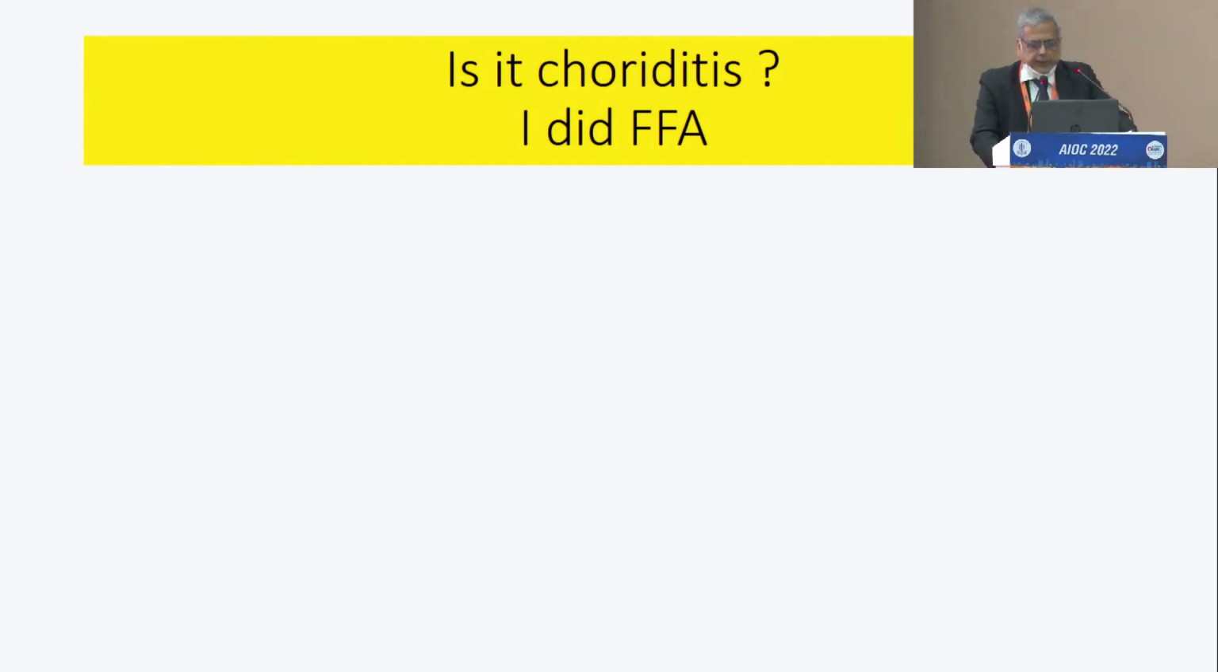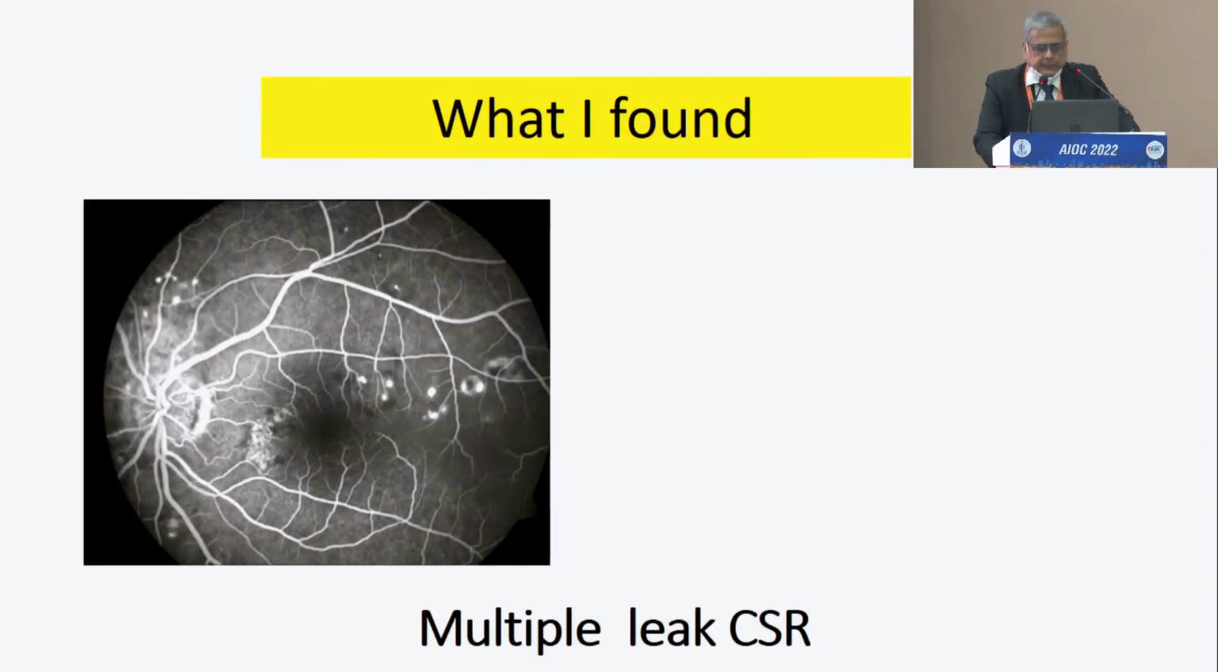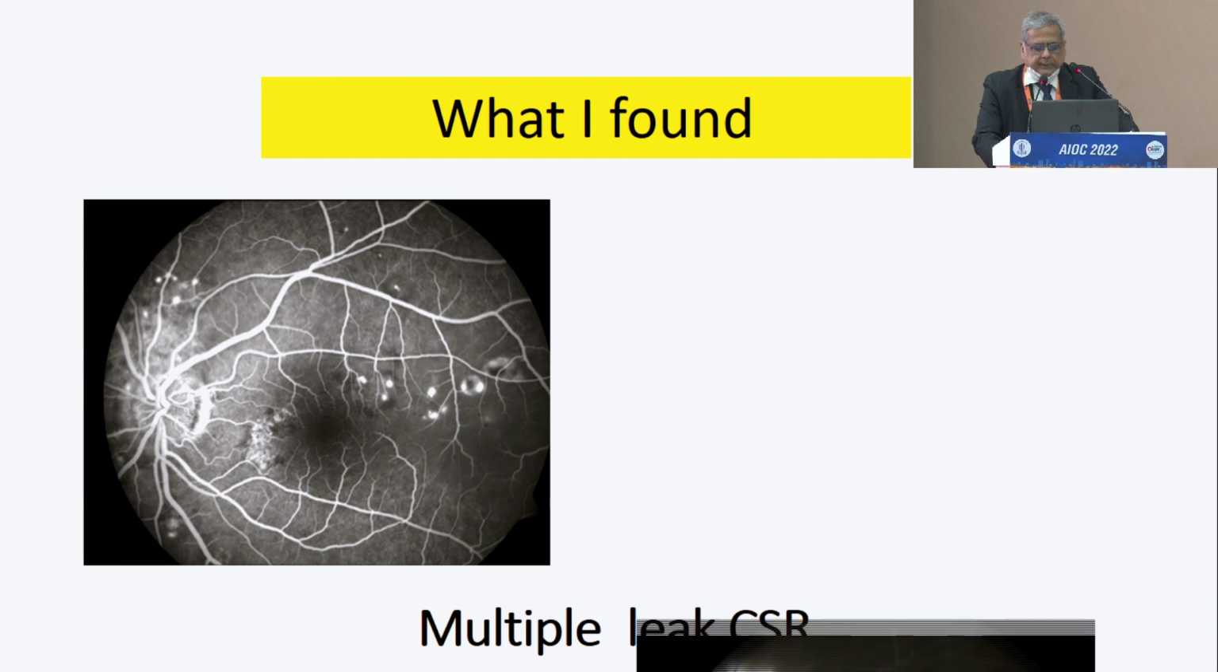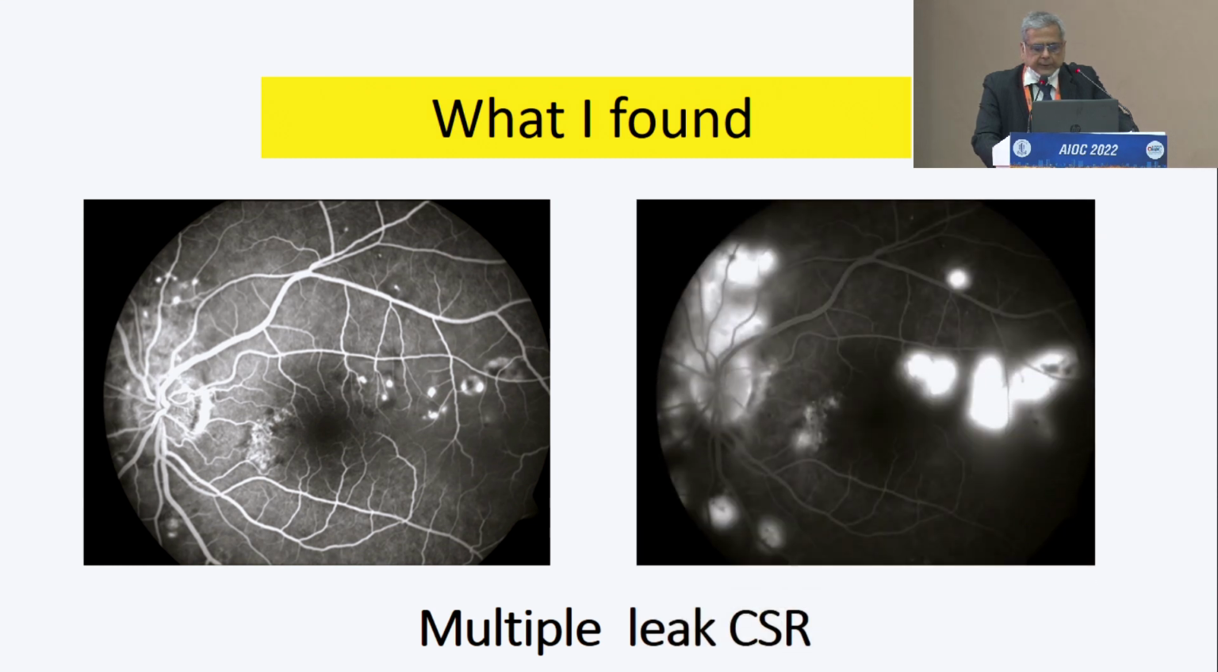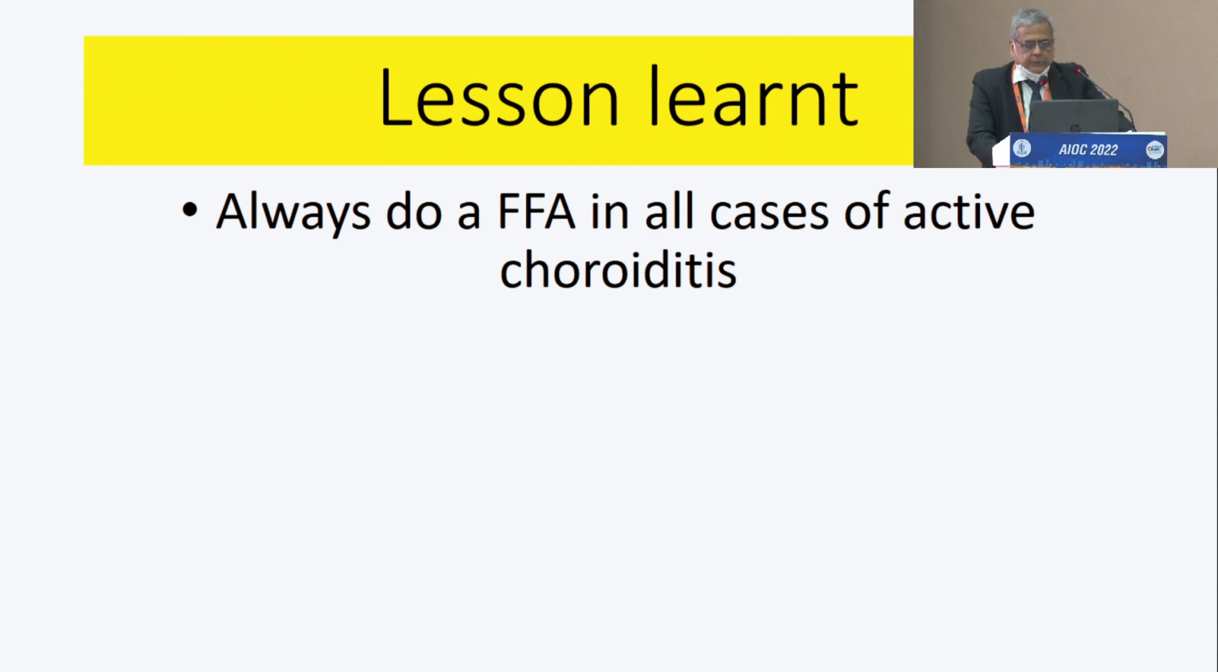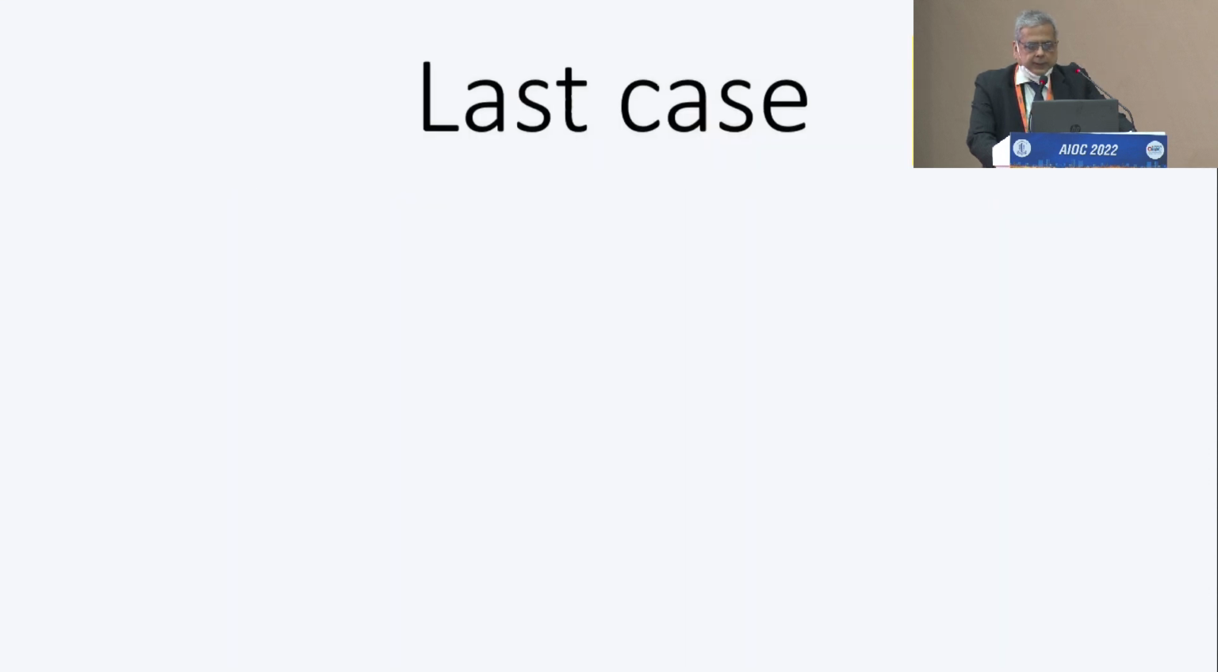Case 6 is a 35-year-old male with dimness of vision for 1 month, diagnosed as choroiditis and treated with high-dose oral prednisolone. Is it choroiditis? As we do in all suspected choroiditis, I did a fundus fluorescein angiogram, and I found, to no surprise, that it was multifocal central serous retinopathy, showing pinpoint leaks with pooling of the dye in the late phase. So always do FFA in all cases of active choroiditis.